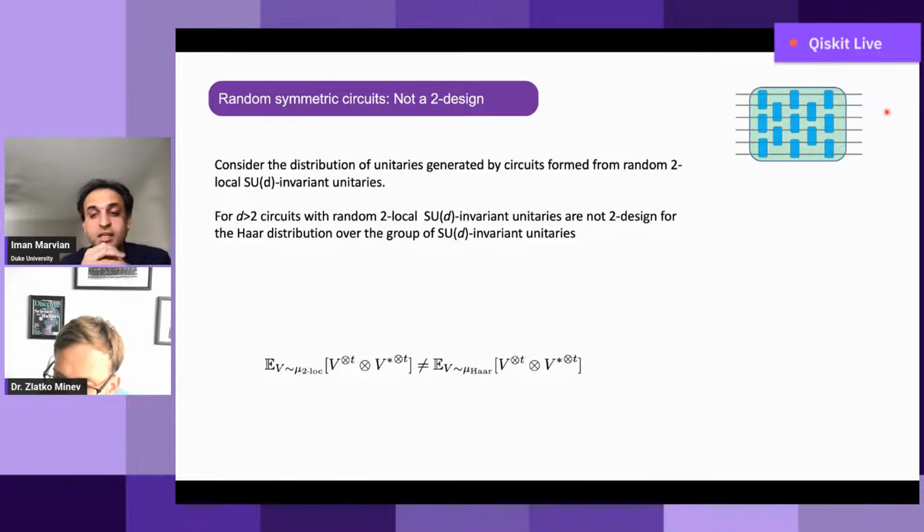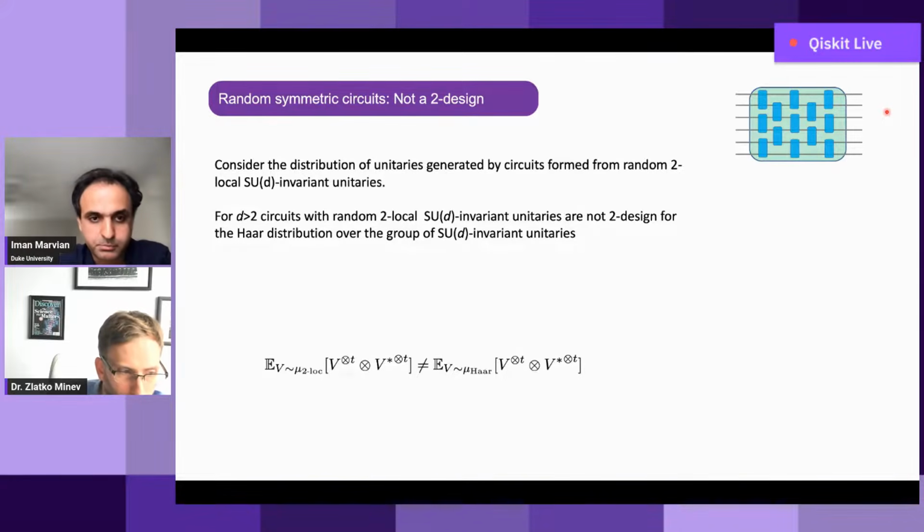It turns out that the answer is no. Because of the conservation laws that I just mentioned, the family of distributions generated by random two-local SU(d) invariant unitaries is not even a 2-design for the Haar distribution over the group of all SU(d) invariant unitaries. Being a 2-design essentially means that even the second moments of the distributions are different. This is a consequence of just the conservation laws that I mentioned before.